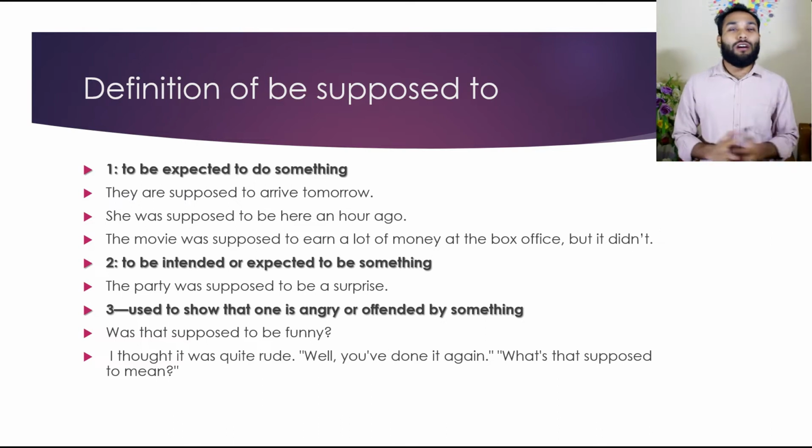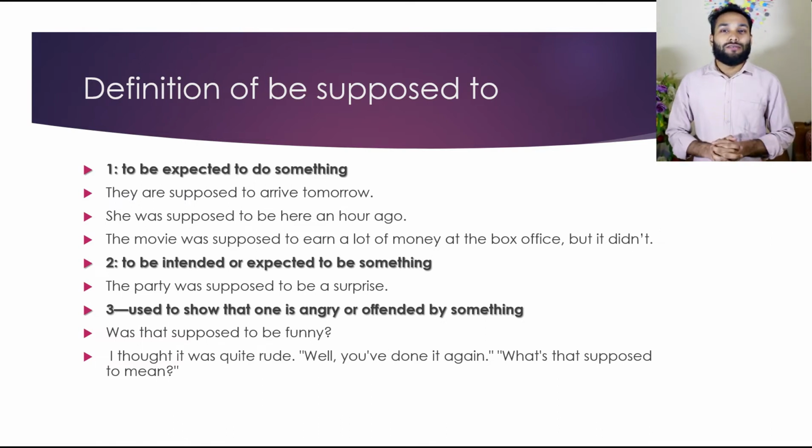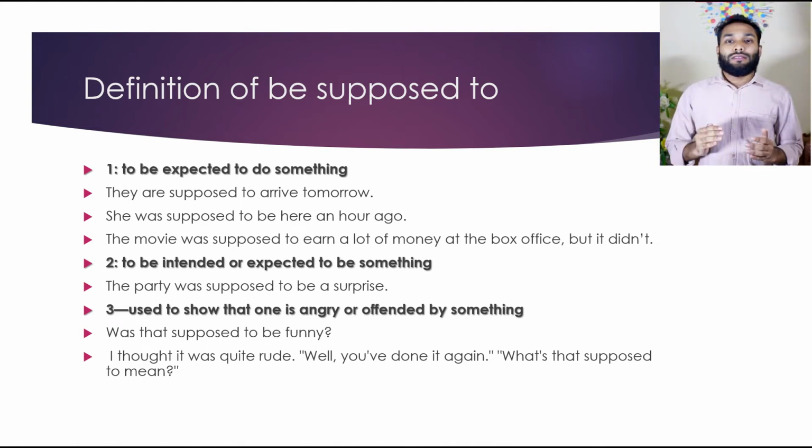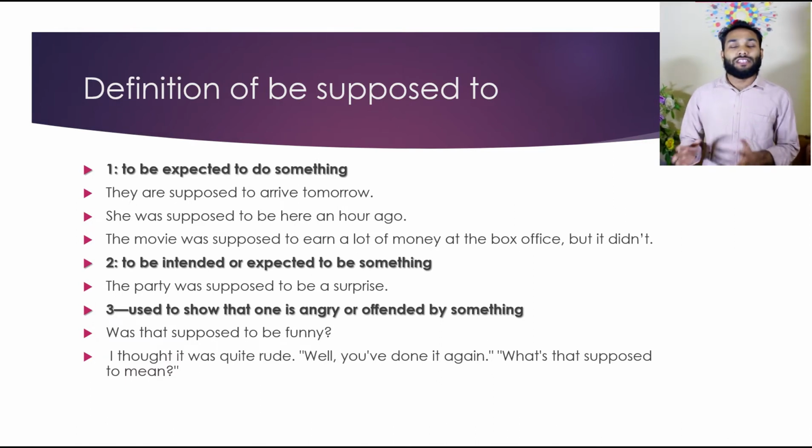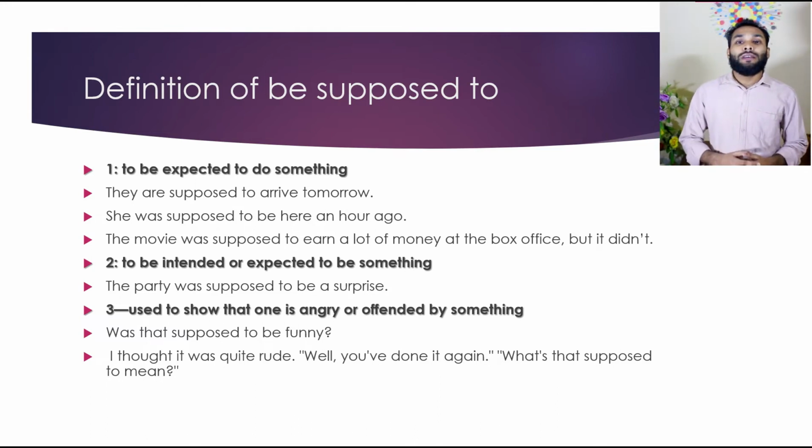Now we'll move to the definition of "be supposed to." There are some definitions that I talked about before. To be expected to do something. They are supposed to arrive tomorrow. That means when you are talking about the future, that they will come tomorrow. So you are telling your friend that they are supposed to arrive tomorrow.